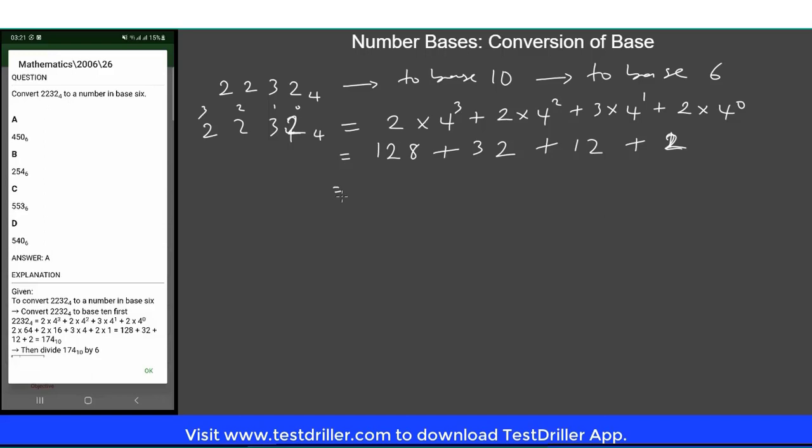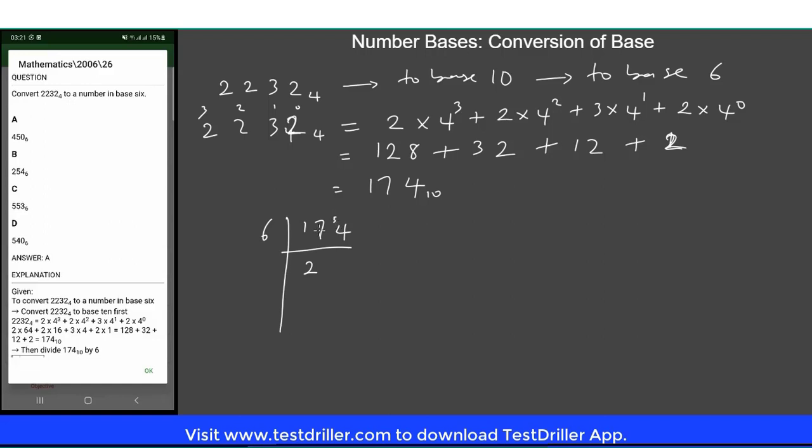So if you add everything up, that will give you 128 plus 32, that gives 160, right? So 160 plus 12, that's 172, plus 2, that's 174. And this is in base 10. So we convert from base 10 to base 6, which is the next phase. So 6 in 17, that will give us 2, that's 12. If you subtract 12 from 17, the remainder will be 5. So you have 5 here.